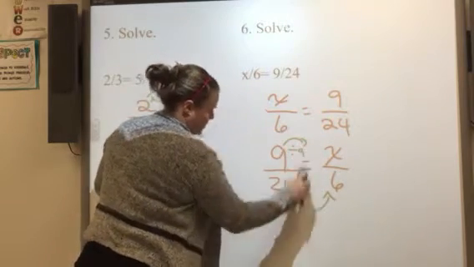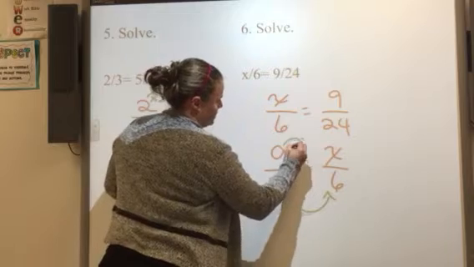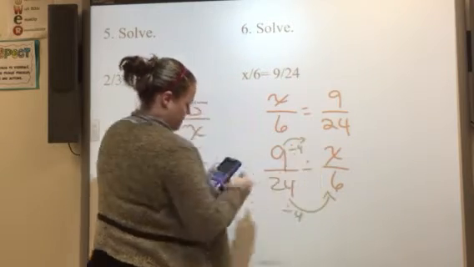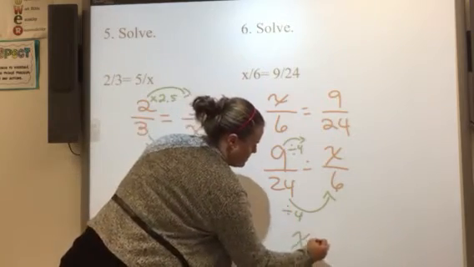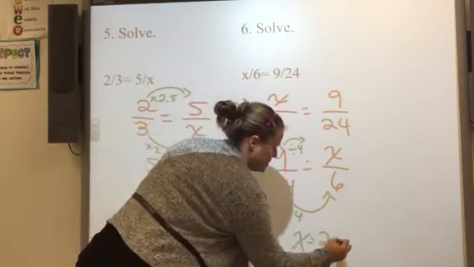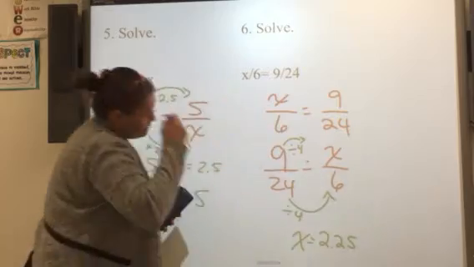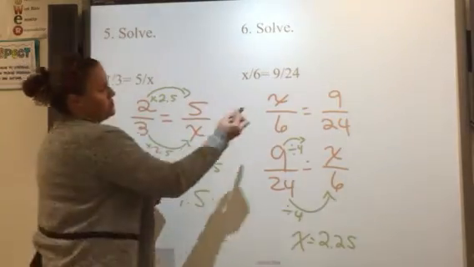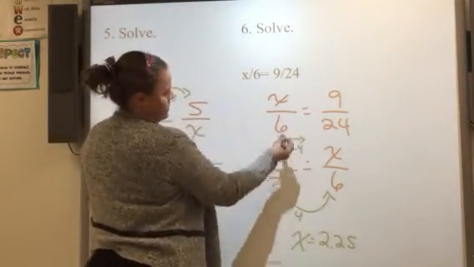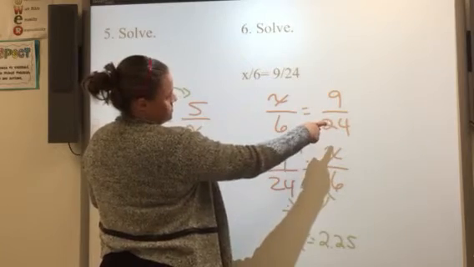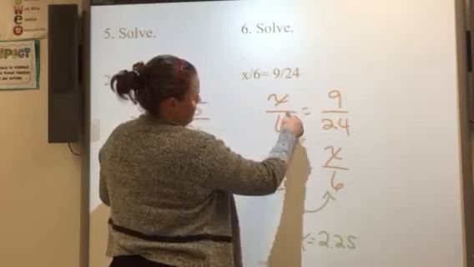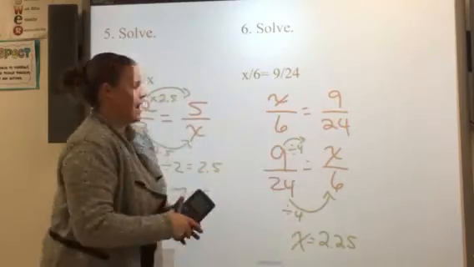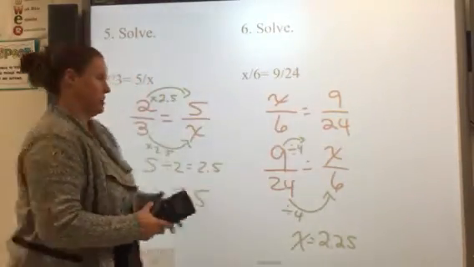9 divided by 4 is going to equal x being 2.25. Okay? If you'd have left it up here, you could have done the same thing. You would have said 6 times what equals that, and you could have divided 24 by that. So it's going to be the same thing. I just like having the variable on the right-hand side personally.